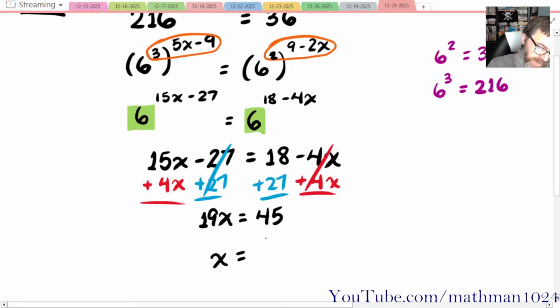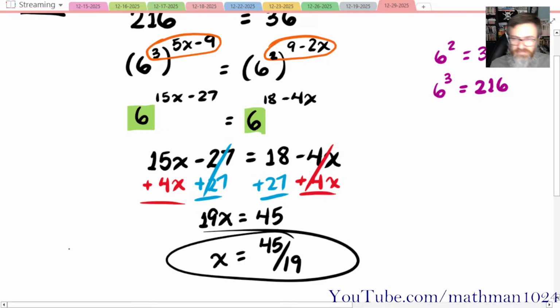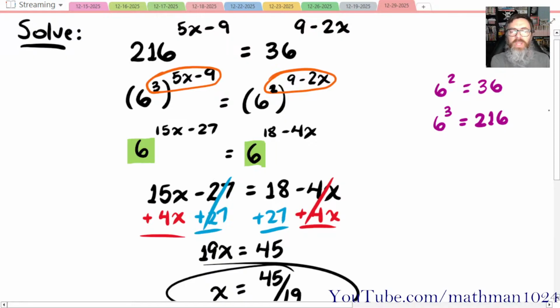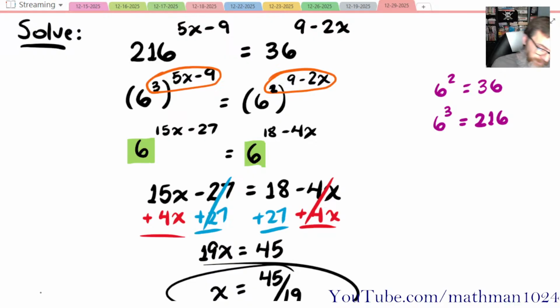And now we finish by dividing both sides by 19, so we have 45 over 19. Now, we would try to simplify that. 19 is prime, and it doesn't go into 45 evenly. So that's it. Nothing more to do. The key part here, though, is recognizing that we can find a common base for both sides of the equation. And again, if we can do that, life should be simple for us.